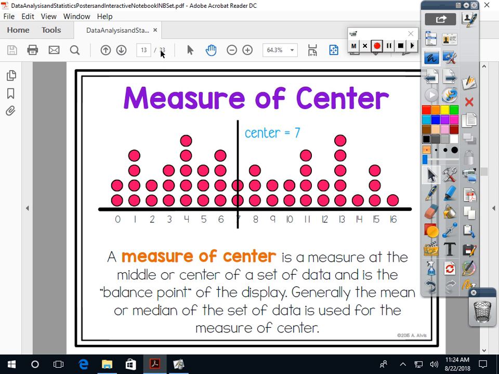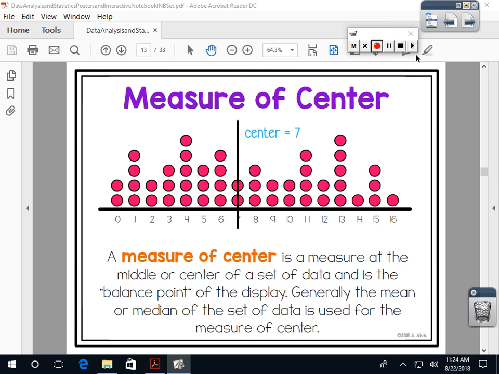All right, so now we are going to talk about measure of center, and it's at the top of the next foldable. Now, you do not have to draw the picture of the dot plot. You just need to write the definition. It is a lengthy definition, and it is a small flap, so make sure you're writing small enough to fit it all in there. Or if you can't write that small, you could write half of it over here and half of it over here, okay?